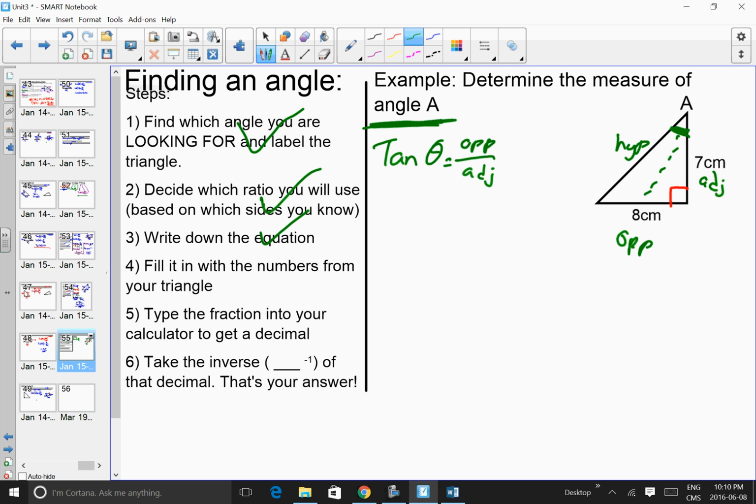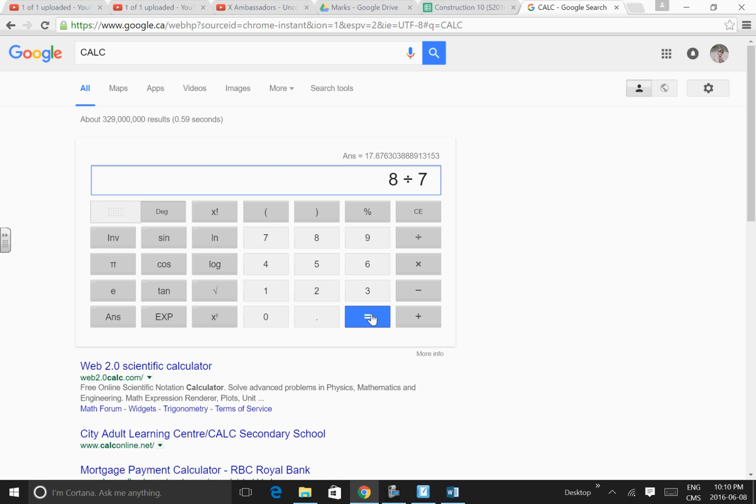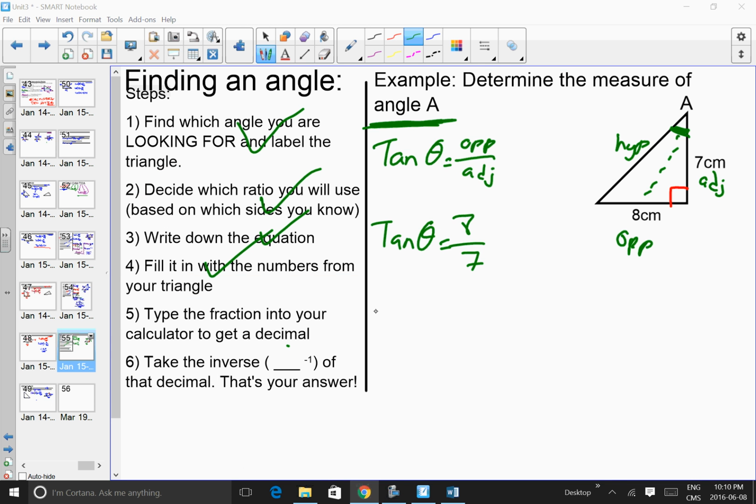All right, next step. Fill it in with the numbers from your triangle. So my angle, I don't know, so I'm going to leave that as theta. My opposite side was 8. My adjacent side was 7. Good. Step is done. Type the fraction into your calculator to get a decimal. So 8 divided by 7 is what I'm going to type in. 8 divided by 7 equals 1.14, etc. So tan of some angle equals 1.14 and a long decimal.